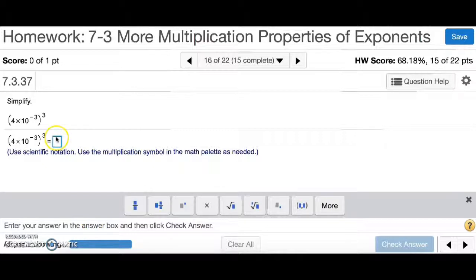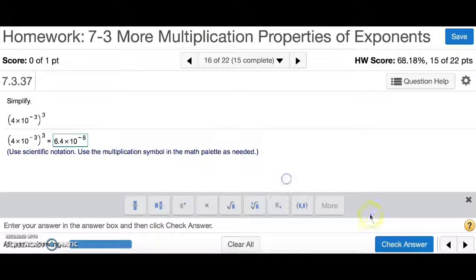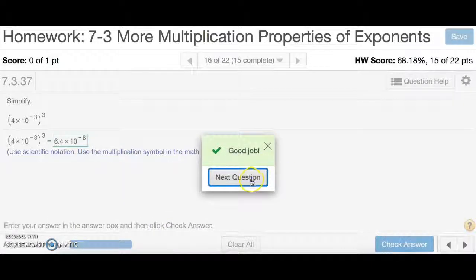So I'm going to type in 6.4 times 10 to the negative 8. And that's number 16.